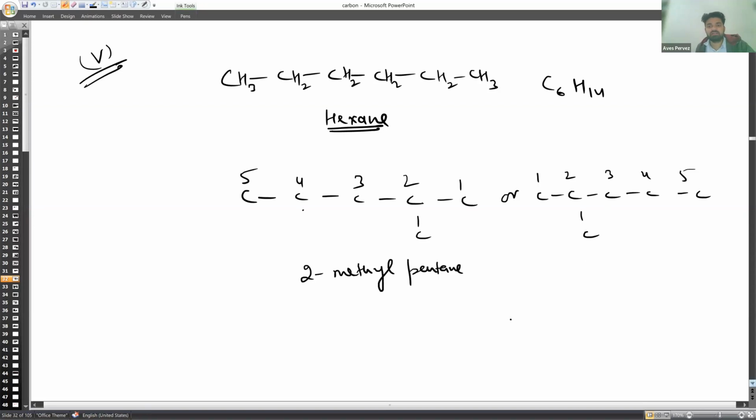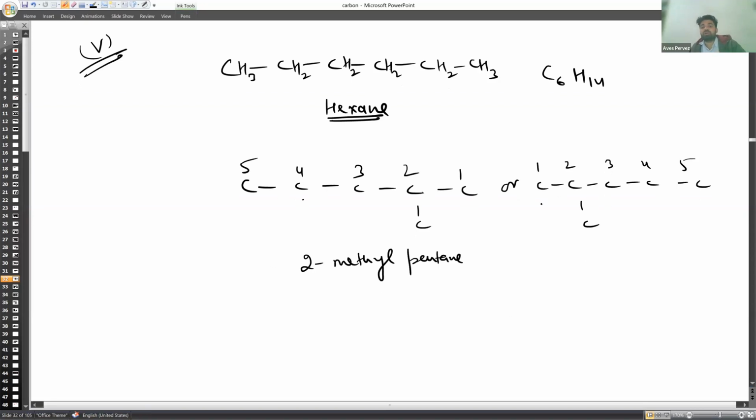Then next, what you can do is put it here at the 3rd position. In the main 5 carbon chain, you can put 1 here. So 1, 2, 3, 4, 5. This will be 3-methyl because this will be 1, 2, 3 and the position has changed now. So this is 3-methyl pentane.